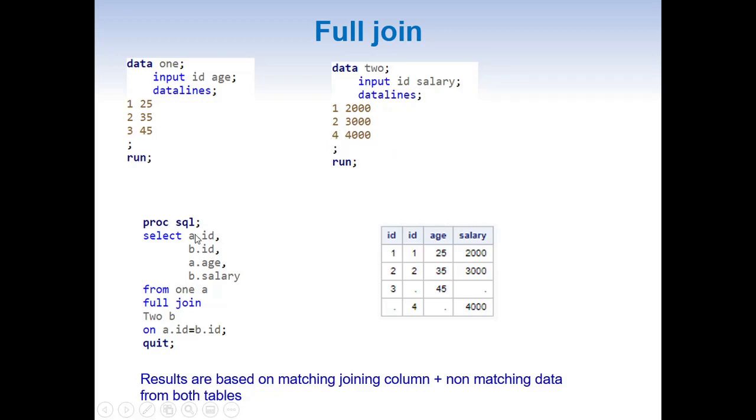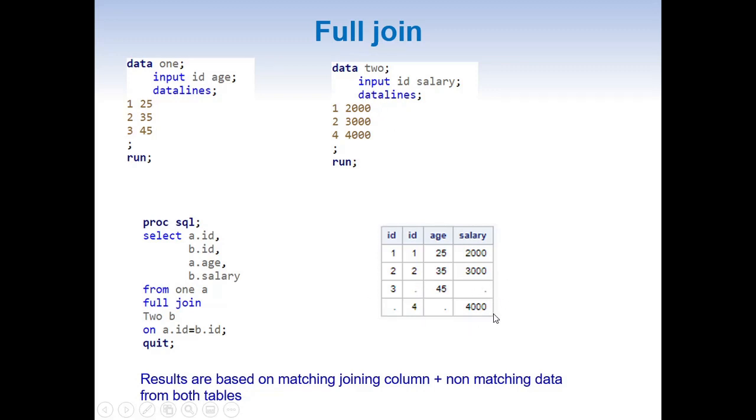And here I have a.id and b.id, unlike what we have seen in right and left join, because we are interested in both the IDs. Again, to sum it up, we have information from both the data sets. Whenever we do not have any information related to that particular ID in the other data set, that will go missing.